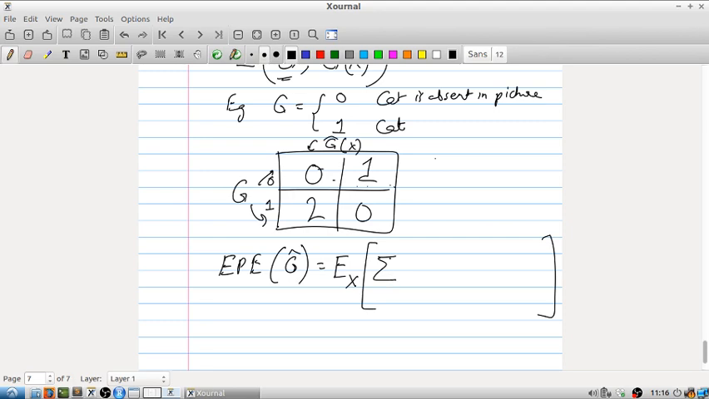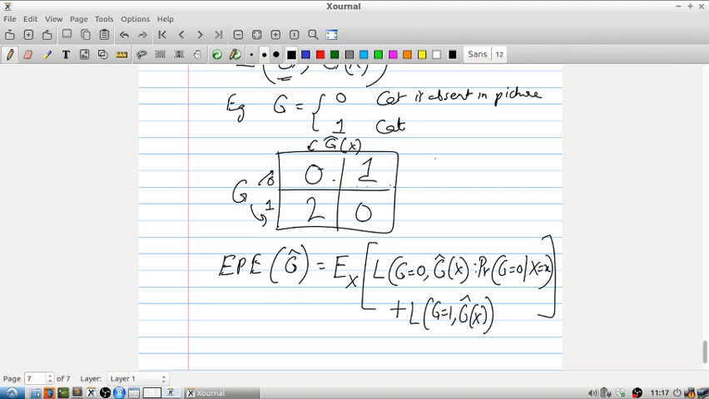Let's say g takes two values. We're looking at the example, right? So then what is the loss of g taking a value 0 and whatever g hat produces, times the probability that g takes a value 0 given x is equal to x, plus the loss of g taking a value 1 and whatever g hat says, times the probability that g is equal to 1 given x is equal to x.